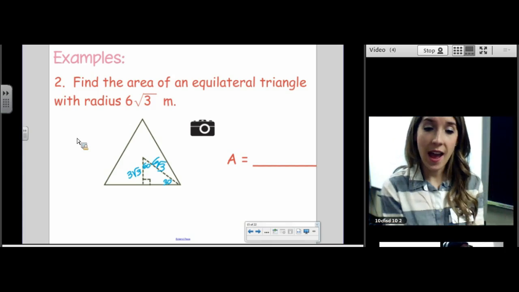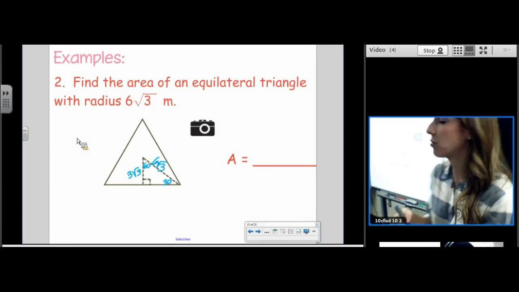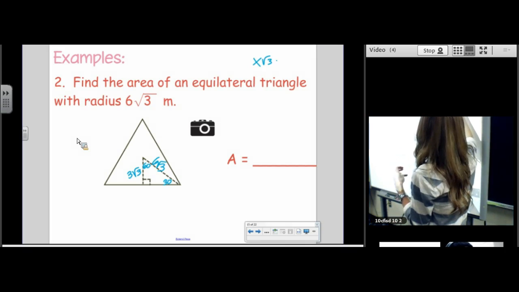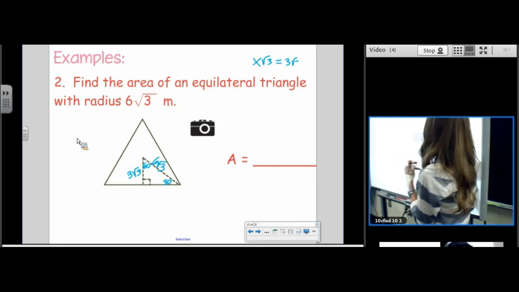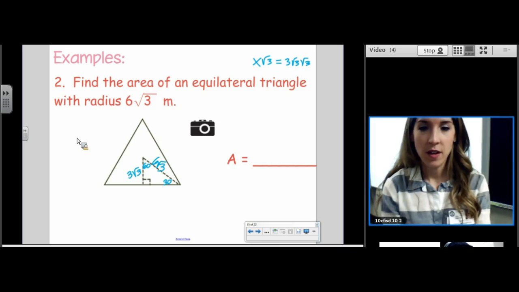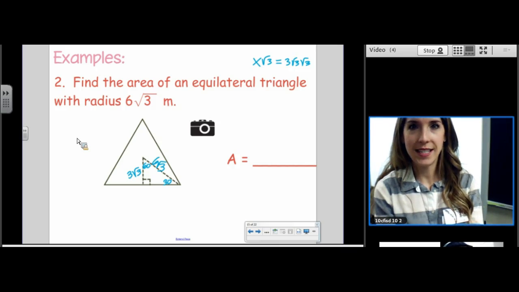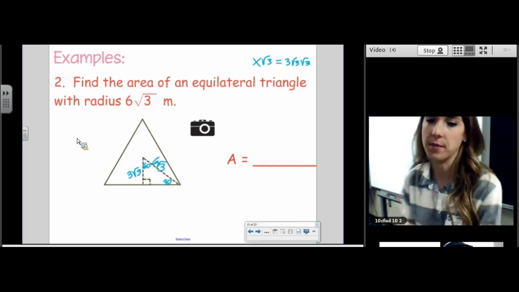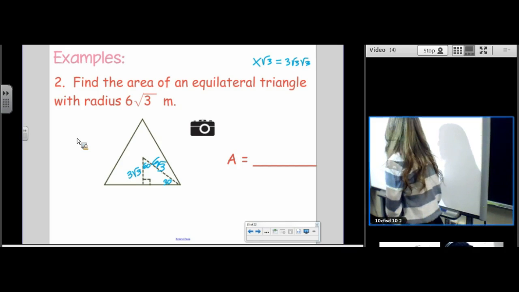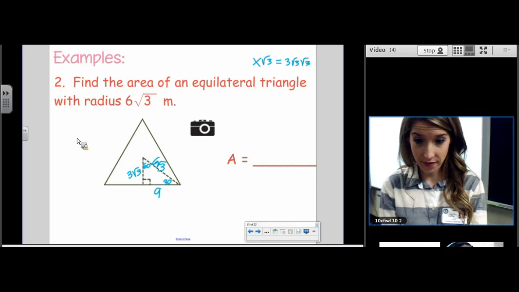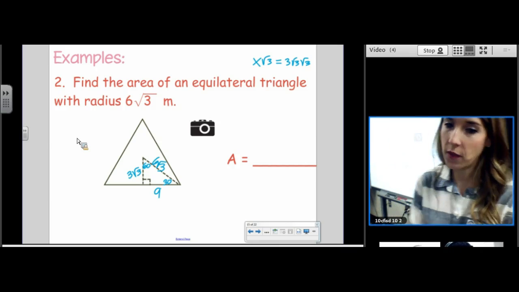Well, it's x√3. So 3√3 times √3. We love that because they cancel. 3 times square root of 3 times square root of 3 is 9. 3 times 3. So this is 9. Be careful. 9 is not the side. 9 is half of the side. So make sure you're careful about that.